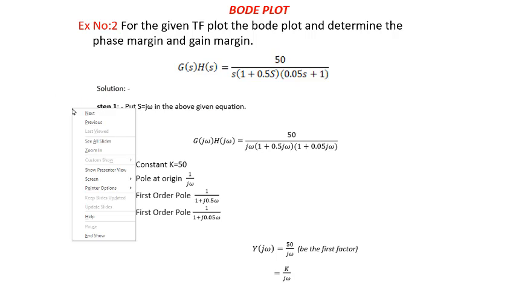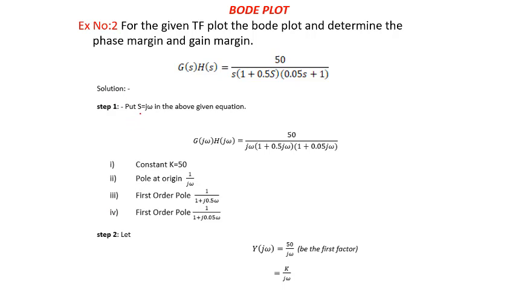Okay, solution. Put s equal to jω in the above given equation to convert it into the frequency domain. So it is in the s domain, we have to convert it into the frequency domain. So here we put it as jω, that is j omega. 50 is a constant K. S is replaced by jω, 1 plus 0.5 jω, and 1 plus 0.05 jω.